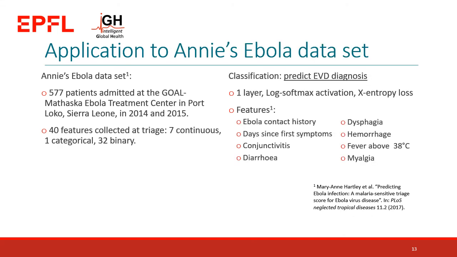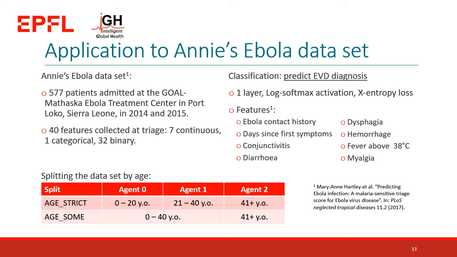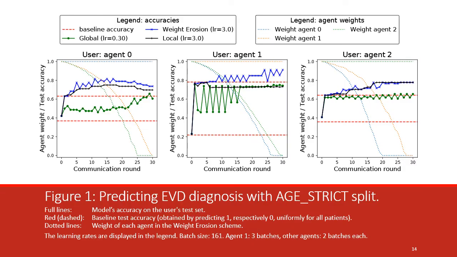We trained a logistic classification model to predict Ebola diagnosis based on the features identified as most predictive by Annie in her 2017 publication. To make sure that the data in this application study is non-identically distributed across agents, we split the patients into age groups. Each agent was given the data corresponding to one such age group. Finally, we simulated the collaborative training process on a single device. We repeated the simulation 3 times, each time with a different agent as requesting user.